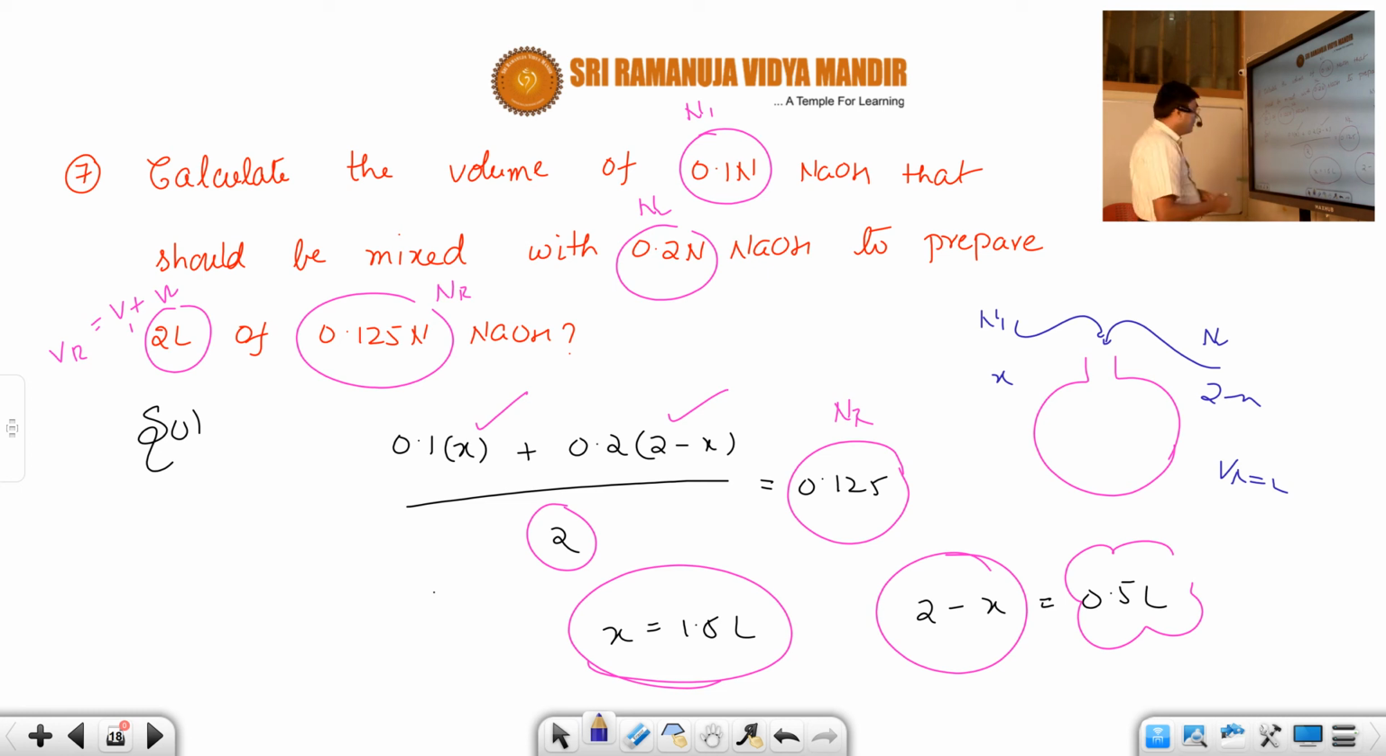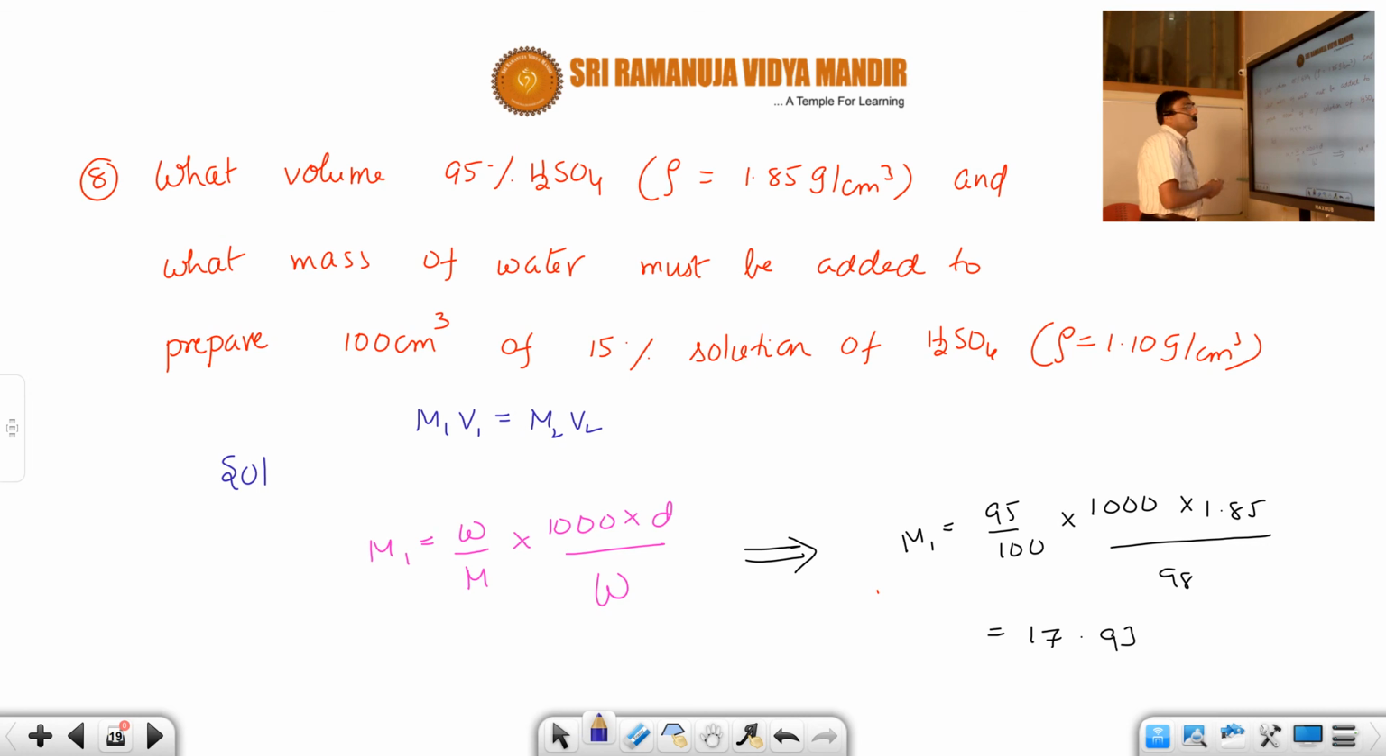So what has been given, students? Let us see another pretty interesting question. What volume of 95% H2SO4, density given as 1.85 gram per centimeter cube, and what mass of water must be added to prepare 100 centimeter cubed of 15% solution of H2SO4? It is a pretty interesting question. First of all, if you want to answer this question, you should understand the question properly. So what volume of 95% H2SO4? Try to understand. Here volume is asked.